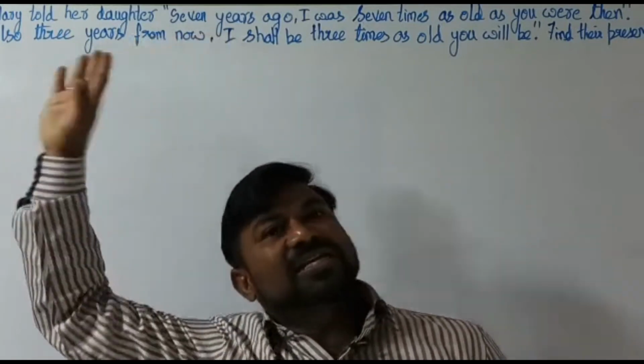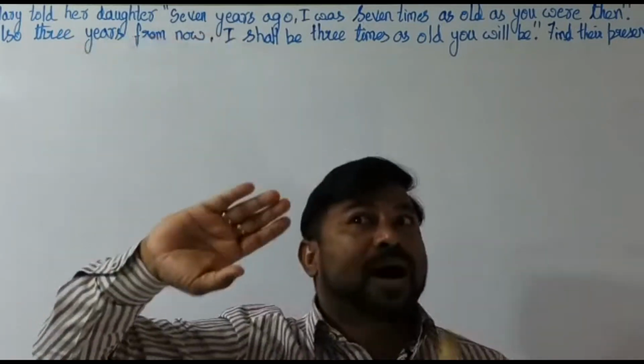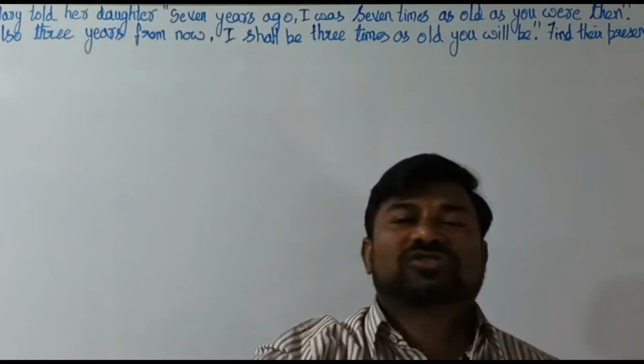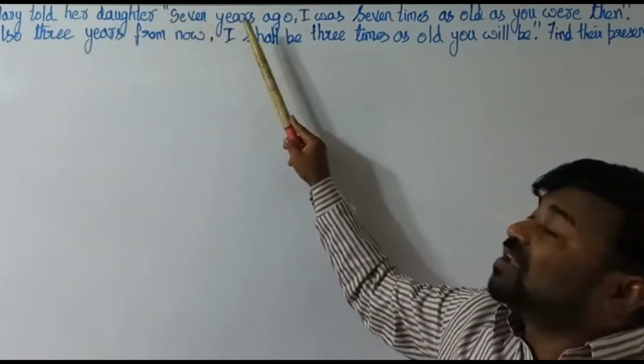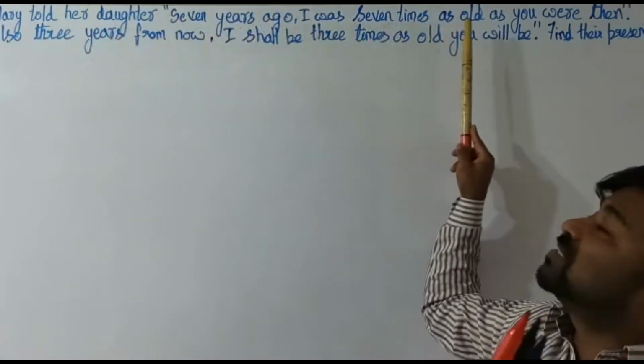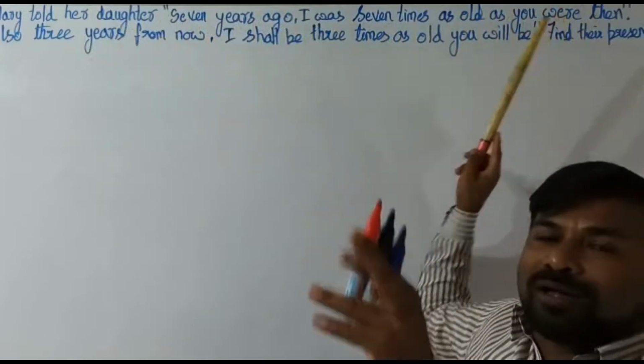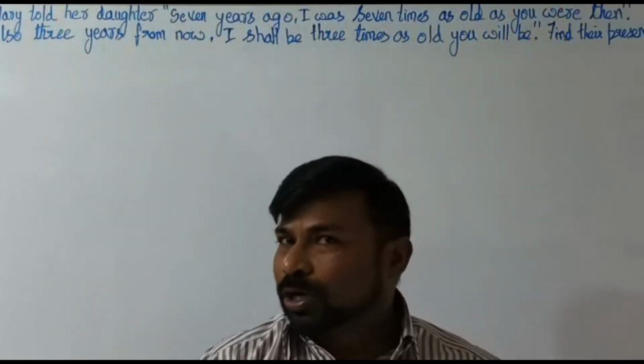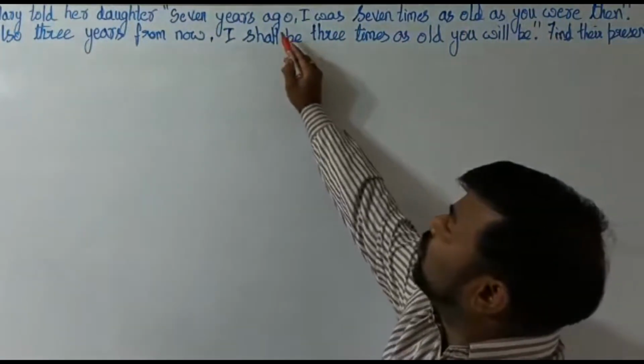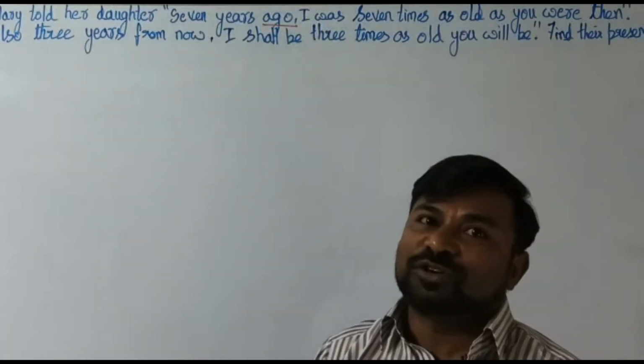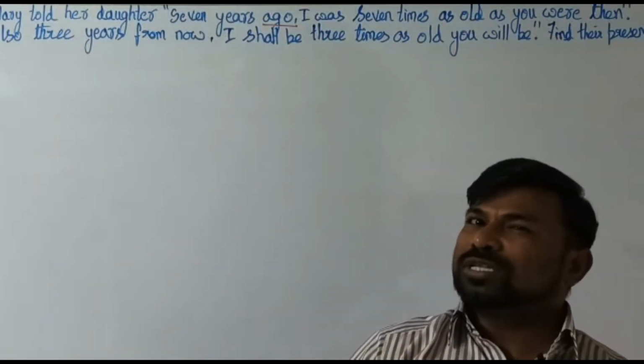So 7 years back, the past, that is the first relation he has given. That is what he says: 7 years ago, I was 7 times as old as you were. 7 years ago, right, point 1. Please stress on the word ago. That's the first relation. Now let's come to the second relation.